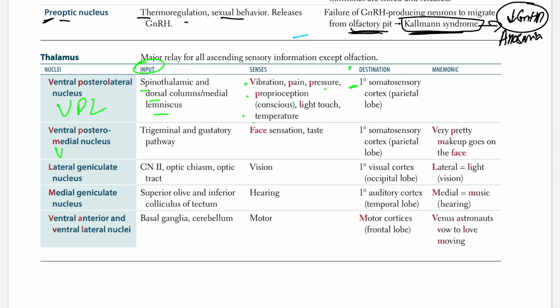Then you have the ventral posterior medial nucleus. Posterior medial nucleus is the trigeminal and the gustatory pathway for face sensation and taste. High yield: face and taste. Gustatory means taste. Trigeminal is doing the face sensation, and the gustatory is the taste. The mnemonic here is: very pretty makeup goes on the face. VPM, very pretty makeup, VPM, goes on the face.